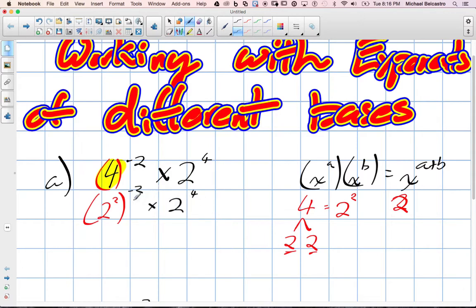Now we have bases that are the same. This is a power of a power. So we multiply the two powers, -4 times 2 to the 4th. Now we add the two powers. Add them together, you get 2 to the power of 0. You get 1.